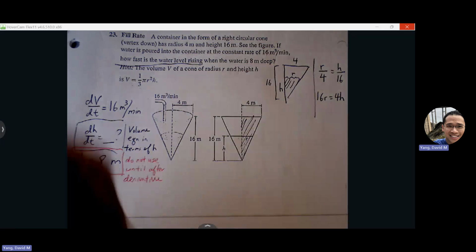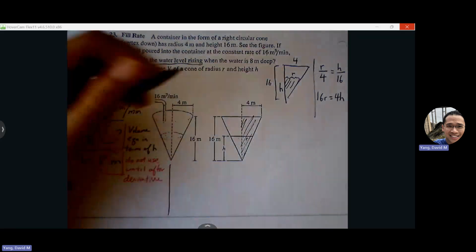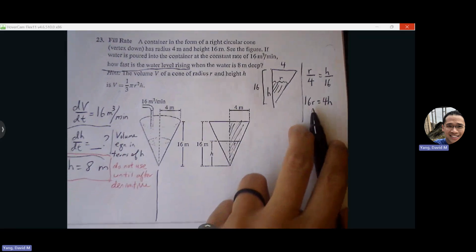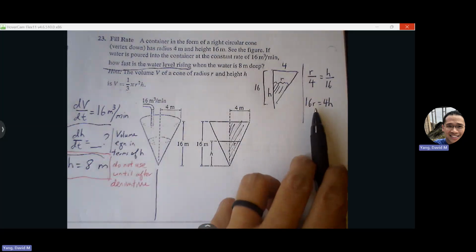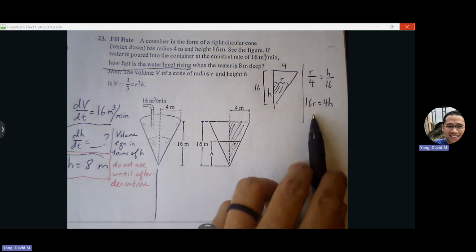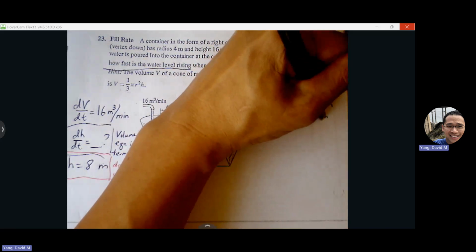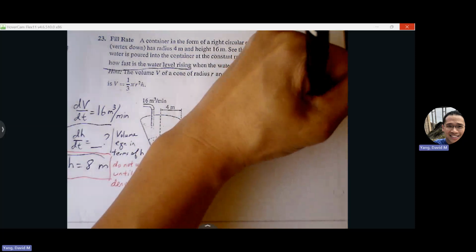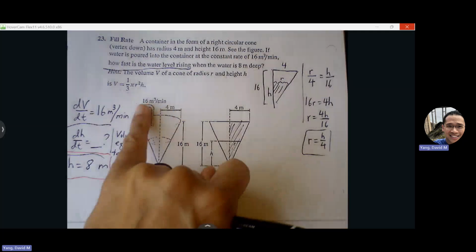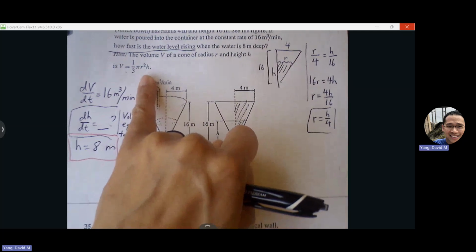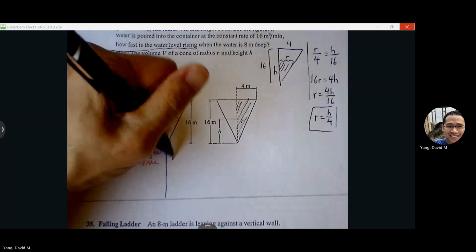So now let's go to our volume equation. What variable do we want to solve for here? R, yeah, because you want to find a replacement for R. That's why you want to solve for R. So R is equal to 4h over 16. R is equal to h over 4. This is going to help us make our substitution into our volume equation.